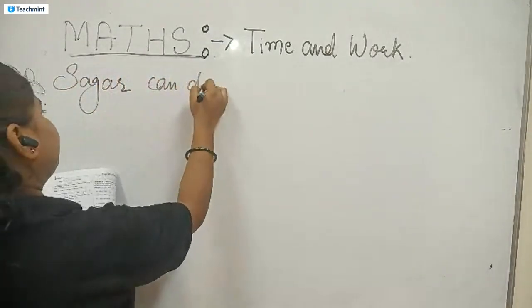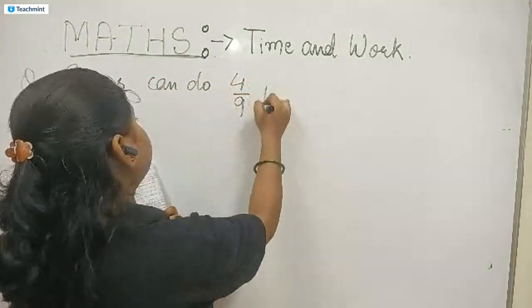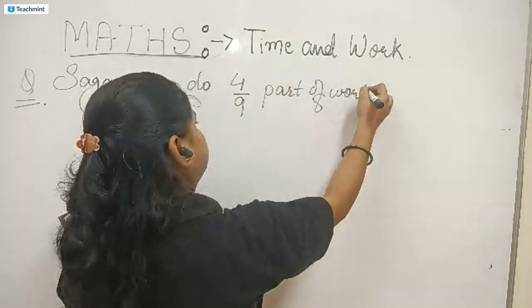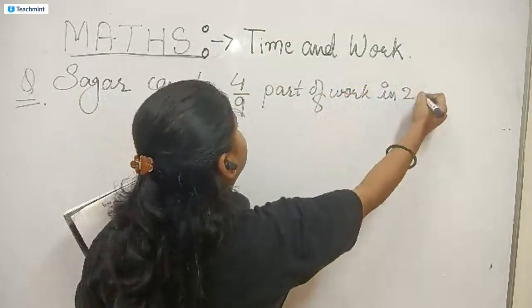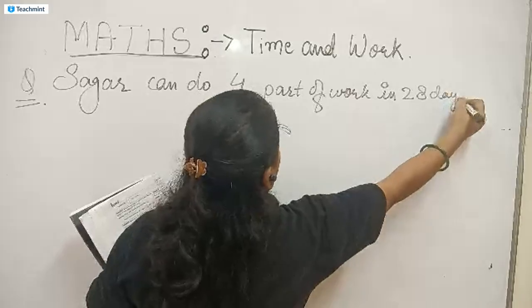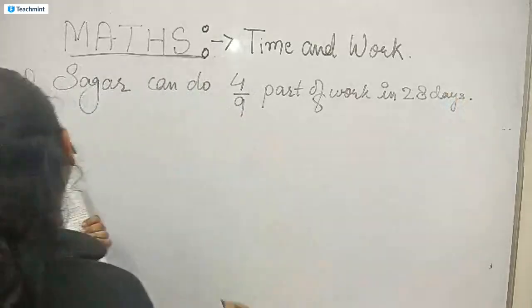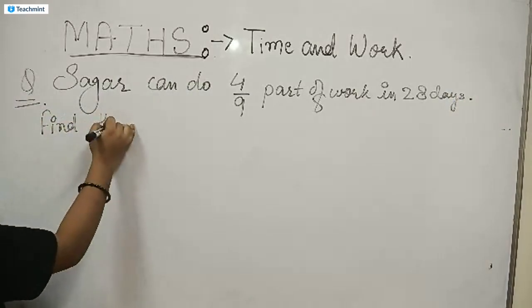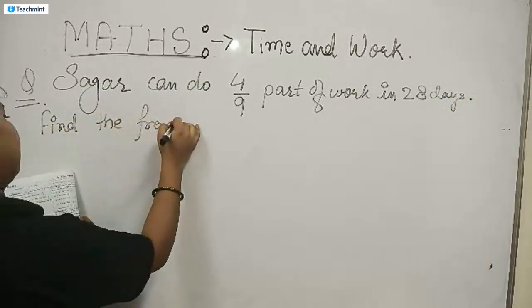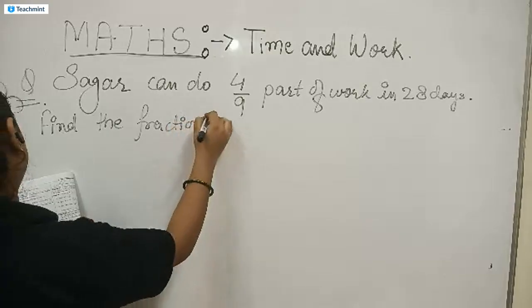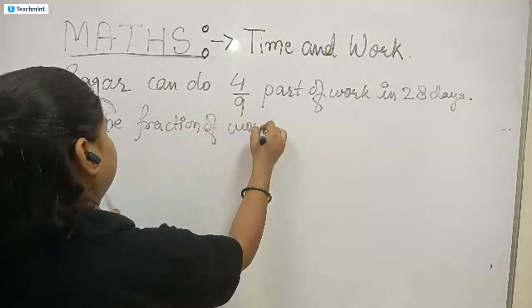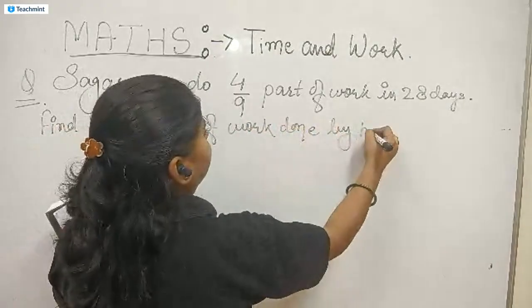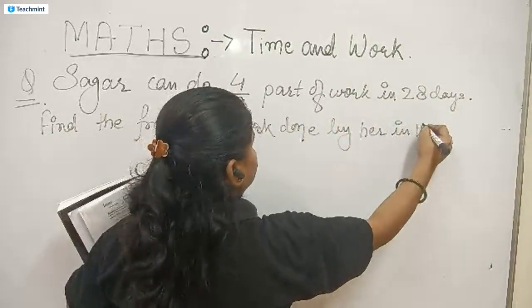Sagar can do 4 by 9 part of work in 28 days. Okay, 4 by 9 part of work in 28 days. Find the fraction of work done by her in 12 days.